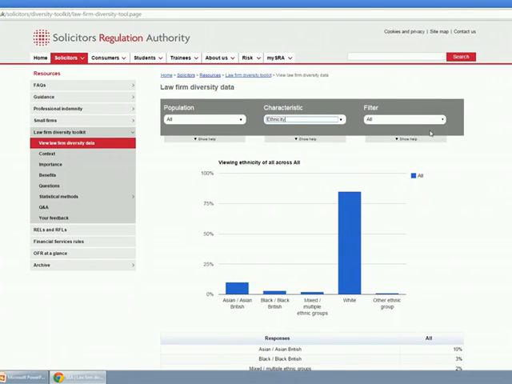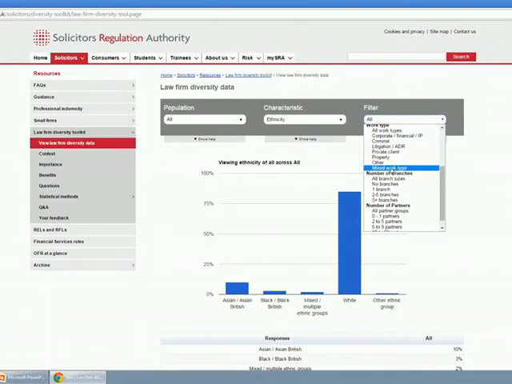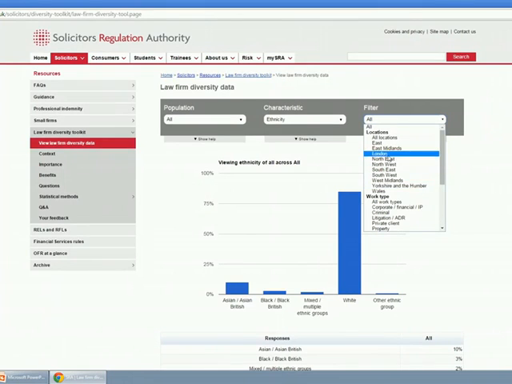And then finally, this is showing me ethnicity across all firms. At the moment, I'd like to look more closely at London, but I could select any one of these regions to take a closer look at that. And if you scroll down, you can see all sorts of different characteristics that we can view, and we'll come back to some of those later. But for now, I'm just going to start off with locations and London.